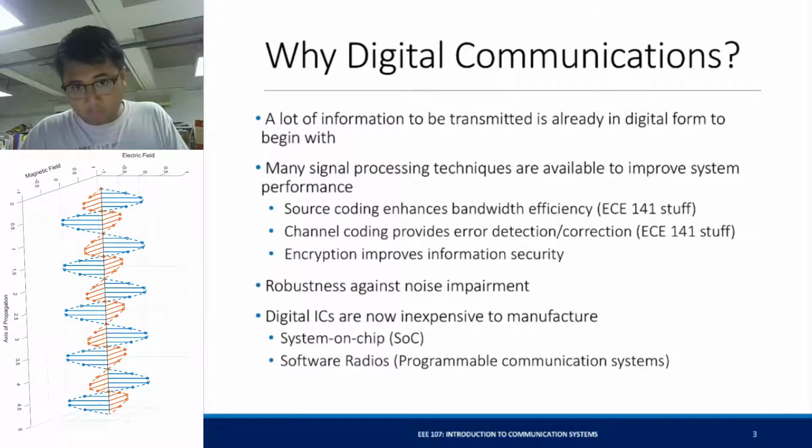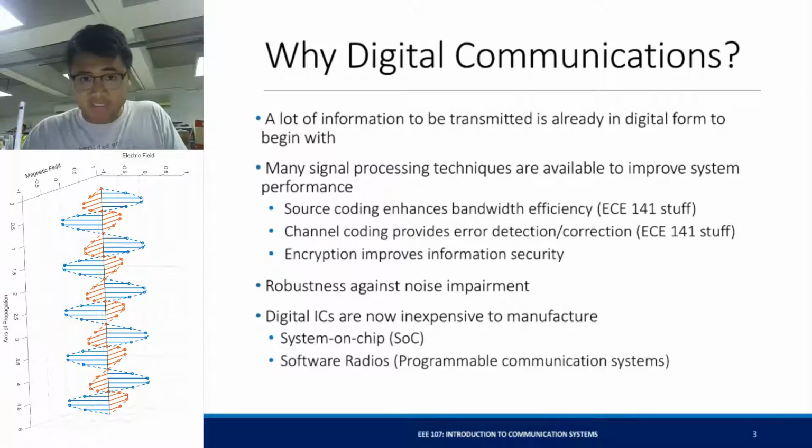Okay, so why then do we need to shift everything to digital communications? Well, a lot of information to be transmitted are already in digital form in the first place, especially now in an increasingly connected digital based world, computer based world. A lot of data is now represented in bits, in digital format, basically. And the advantage of digital communications is that many signal processing techniques are available to improve even the reliability of the system, and that is not present in analog communication systems.